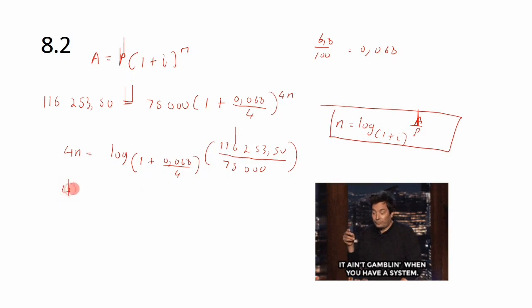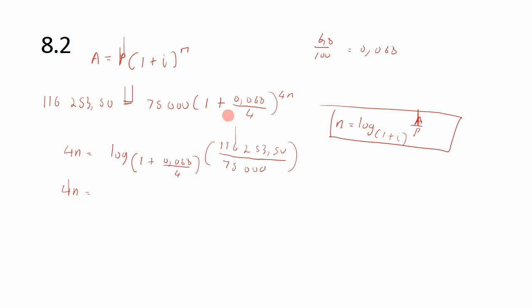Then if you punch all this in your calculator, it gives you something like 25.999, which we can write as 26 rounded to a whole number. Then divide by 4. So remember this 26 will be in quarters, but then we want it in years, so we divide by 4, and then we have n is 6.5 years.